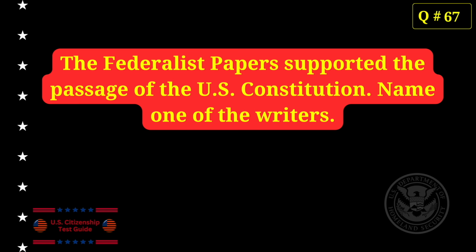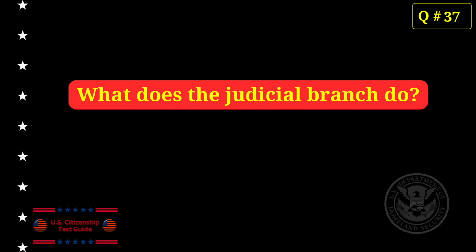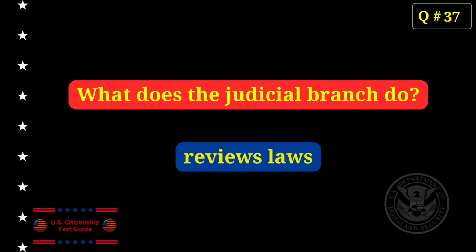The Federalist Papers supported the passage of the U.S. Constitution. Name one of the writers. James Madison. What does the judicial branch do? Reviews laws.